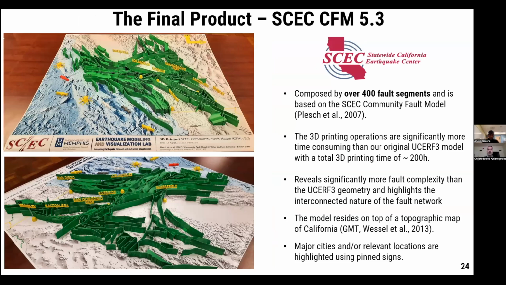Recently I 3D printed a more detailed version of the Southern California fault system, the SCEC CFM model. I'm not going to spend much time right now over here, but now that SCEC is actually statewide, we have also CFM7 that extends to the north, and so soon I'm going to complete the printing of the community fault model that is more detailed than the previous one, extending to Northern California.